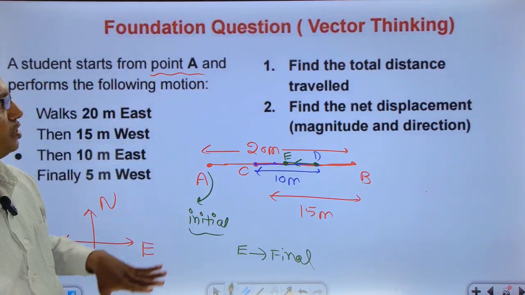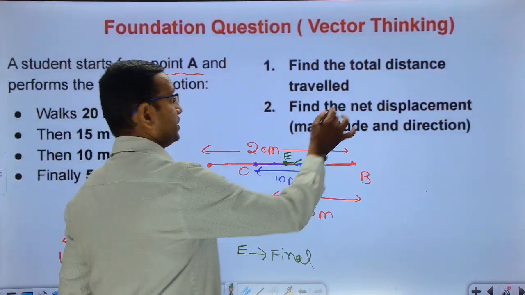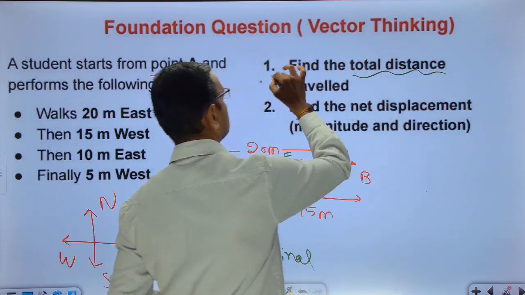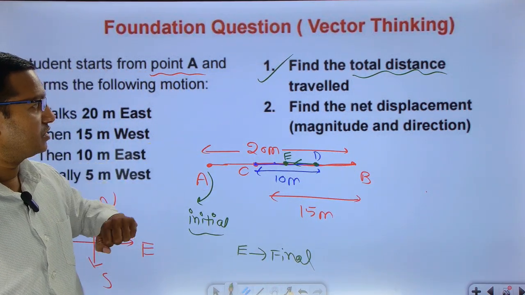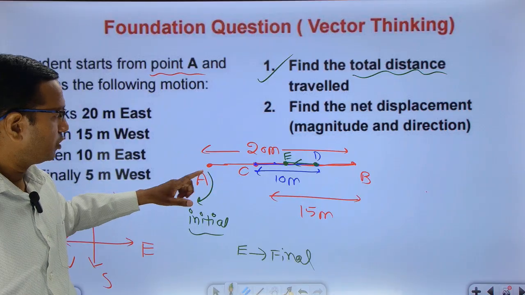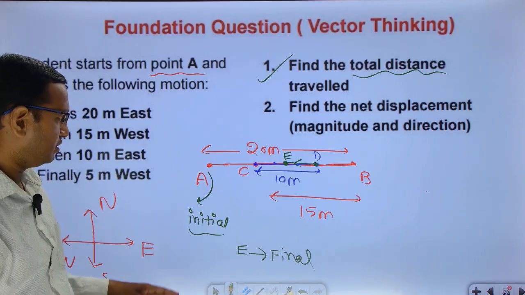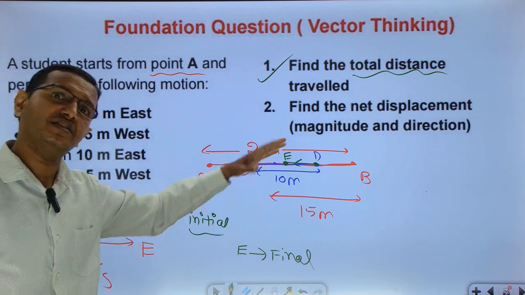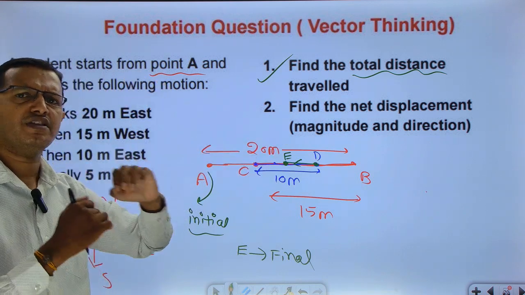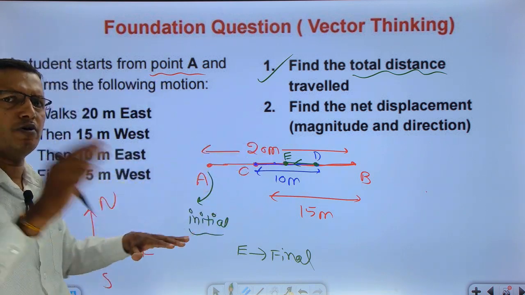Now find the total distance traveled. Be very careful. This is a foundation question. What is the total distance traveled by this person? See very clearly, just keep on adding whatever path he has covered. In whichever path he has moved, just keep on adding.